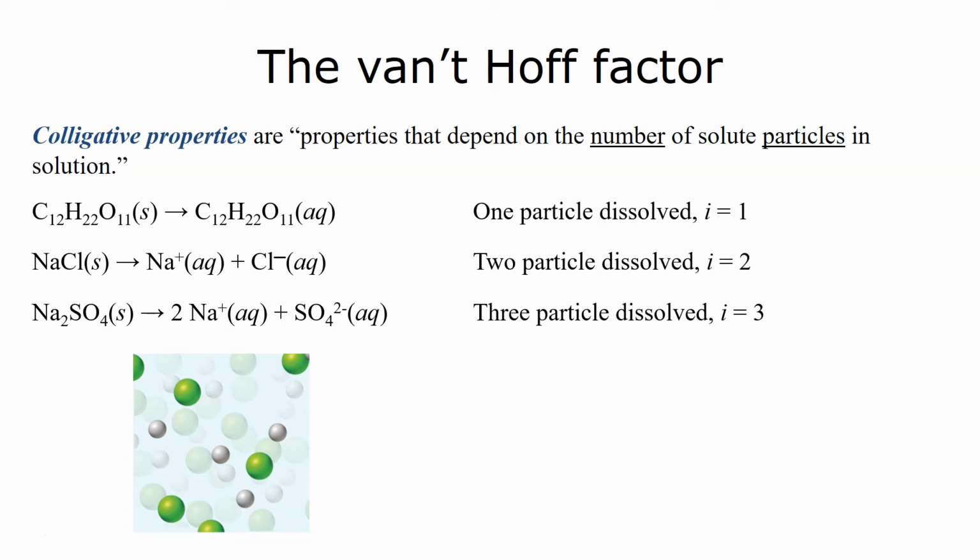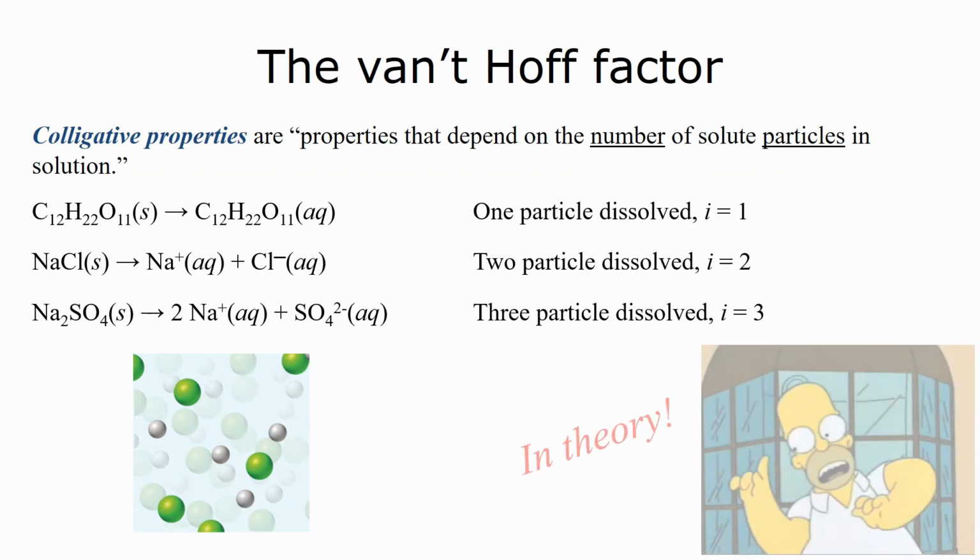So the Van't Hoff factor for sucrose is just 1, the Van't Hoff factor for sodium chloride is 2, and for sodium sulfate it is 3. In theory.